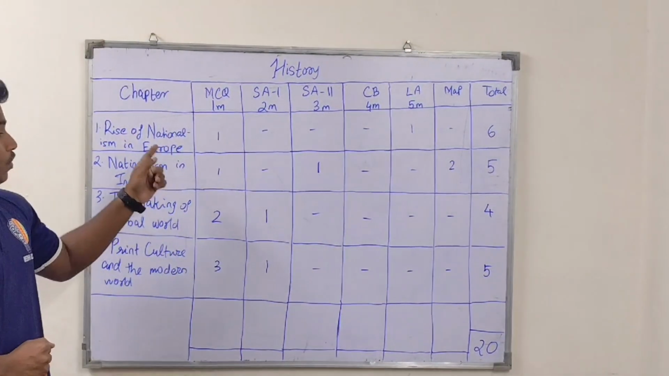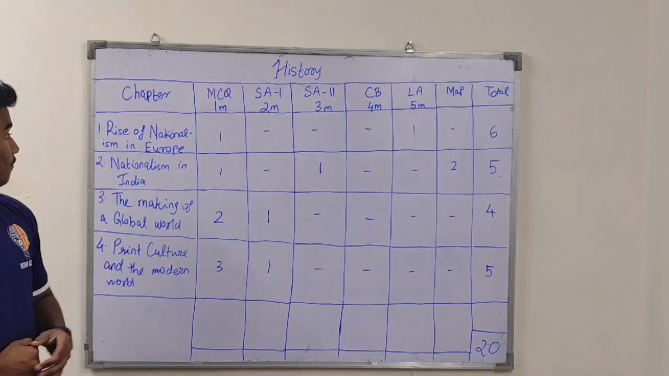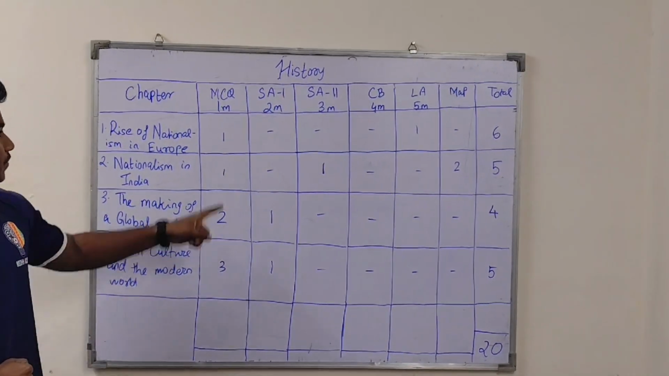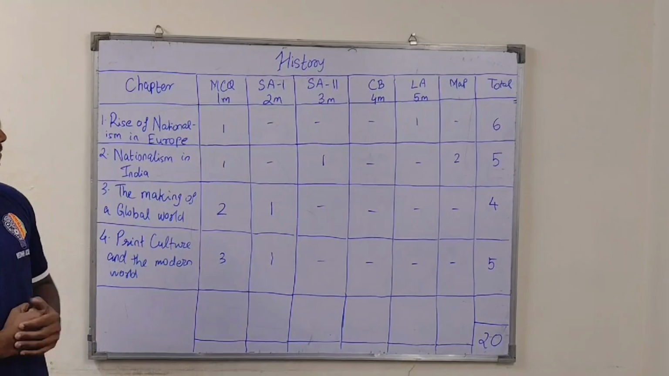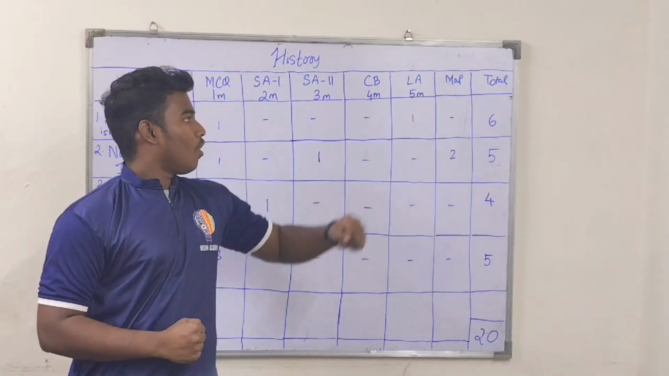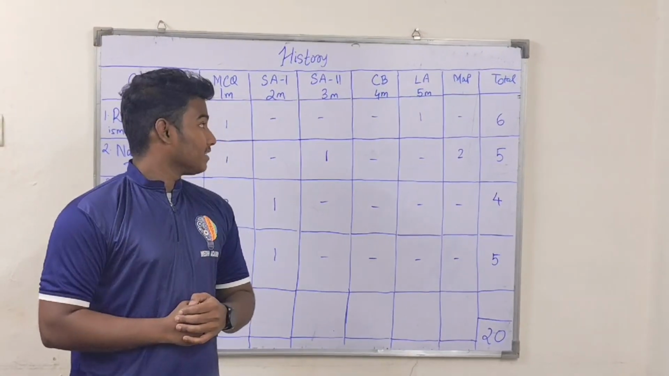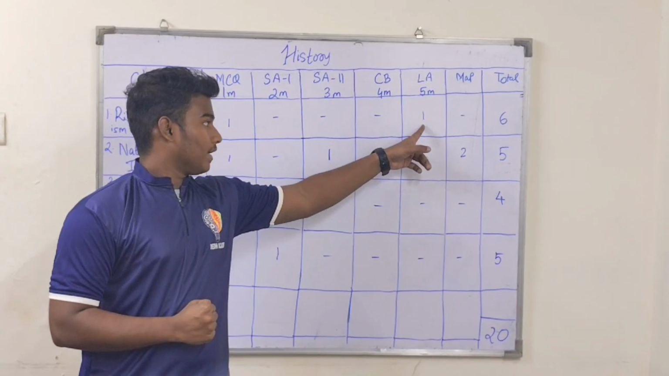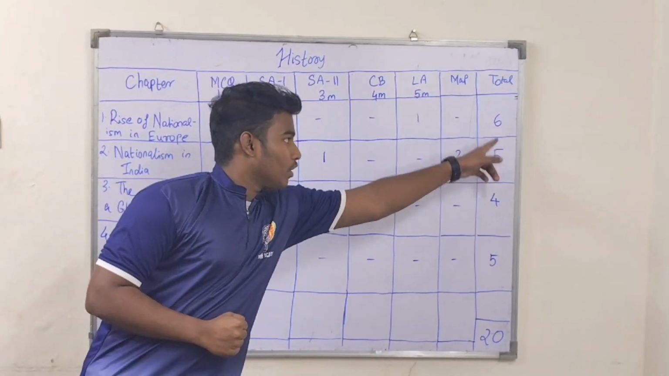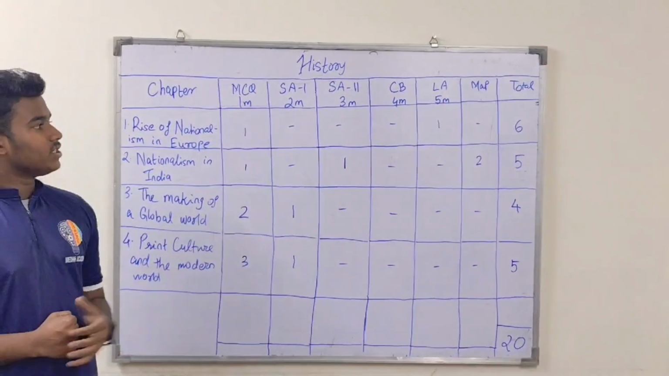So you have your first chapter, rise of nationalism in Europe, which will contain 1 mark जो MCQ आएगा and one long answer of 5 marks, one question for 5 marks, which will be total of 6 marks total रहेगा इस chapter का.